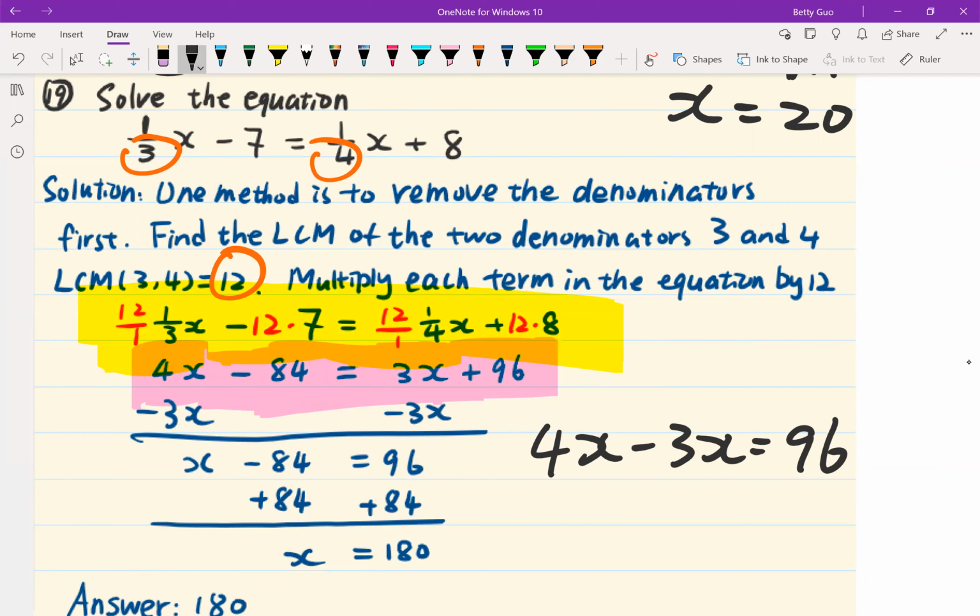move negative 84 over. Yeah, just remember when you move one term from one side to the other side, you need to change the sign to the opposite. 4x minus 3x gives you x. 96 plus 84 is 180, yeah, 180.